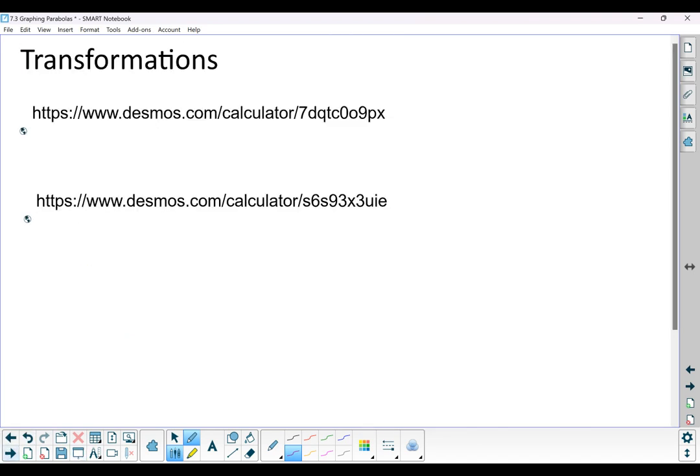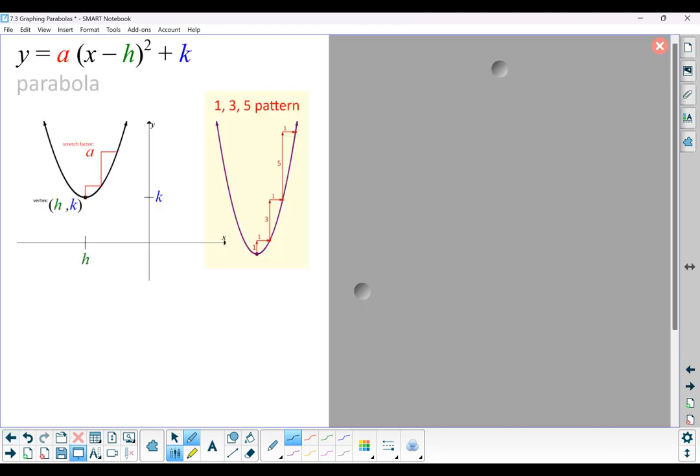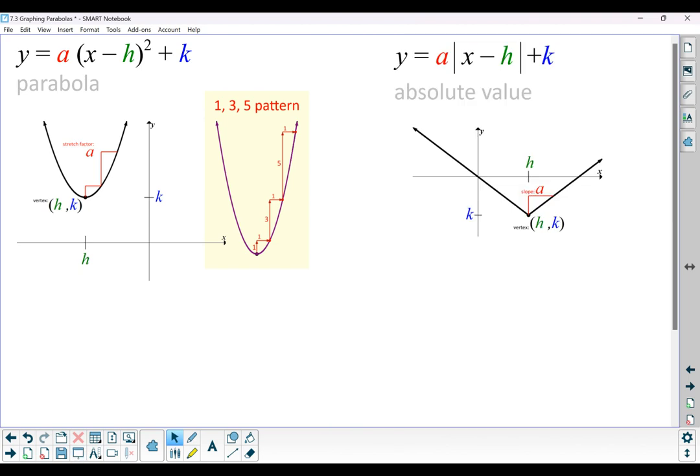Okay, the last little thing I want to talk about is transformations. Often we think about these parabolas or absolute values that we are graphing. So sorry, we have two families of functions now. We have the parabola family and the absolute value function. And we often think about these functions compared to what we call their parent function, which would be the one that has the vertex at the origin.